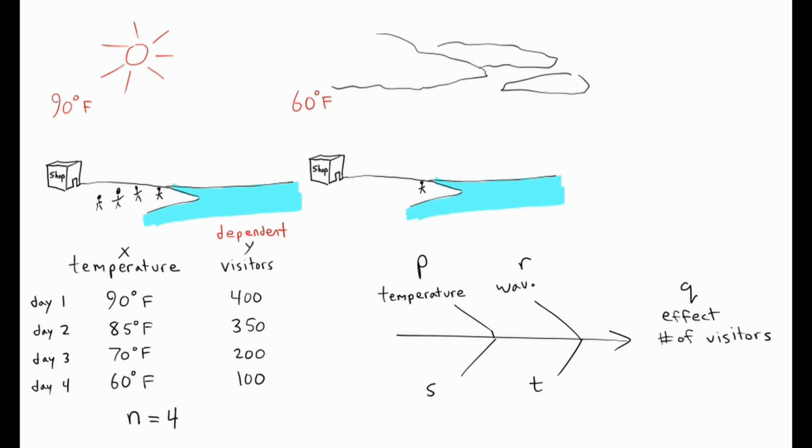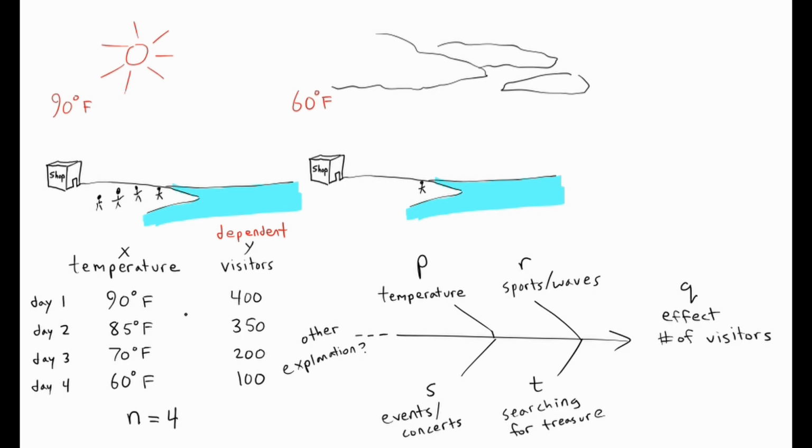That's a great example. Waves could bring people to the beach. So maybe, let's say, sports and waves. Okay, what else? Oh yeah, it's a perfect one. Events at the beach, concerts at the beach. How about just searching for treasure with one of those metal detectors or something? And could there be other explanations that I didn't list? There could be other explanations too. So the point is that we can't necessarily assume that this graph tells the whole story. Temperature could be one contributing factor for why people show up to the beach, but it's not the only one.